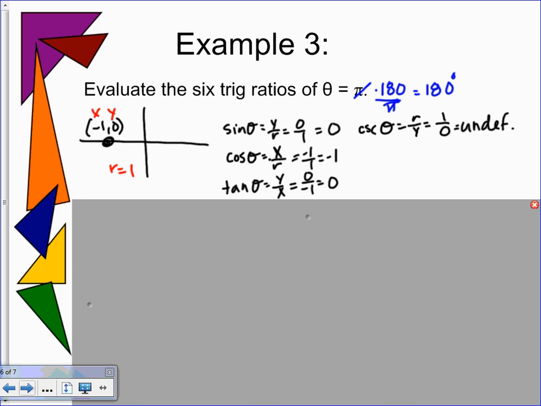So when you do quadrantal angles, you're going to have a mixture of 1s or negative 1s, and then 0s and undefineds. Because the reciprocal of 0 is undefined. The reciprocal of undefined is 0. So secant of theta is negative 1, and cotangent of theta is also undefined. Anytime you have a 0 for 1, the reciprocal is undefined. Vice versa. You have undefined in the beginning, then its reciprocal is 0.